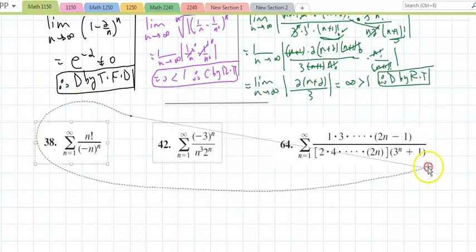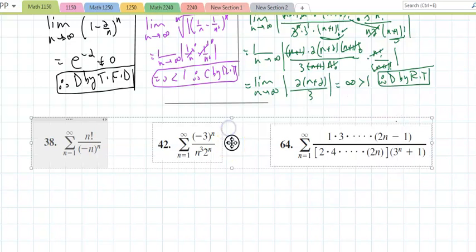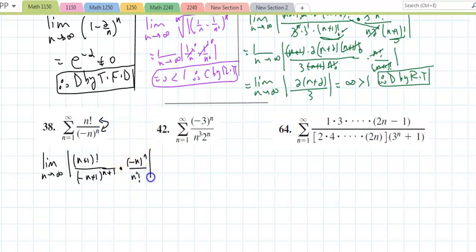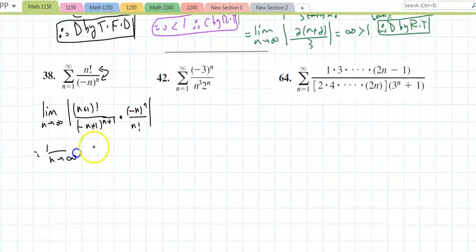Again, I'm glancing at number 38, and I shouldn't use the root test because factorial is not under a power, so I know the drill. I'm going to use the ratio test. N plus 1 factorial divided by negative n plus 1 raised to the n plus 1, multiplied by the reciprocal of that. That is the limit as n approaches infinity.